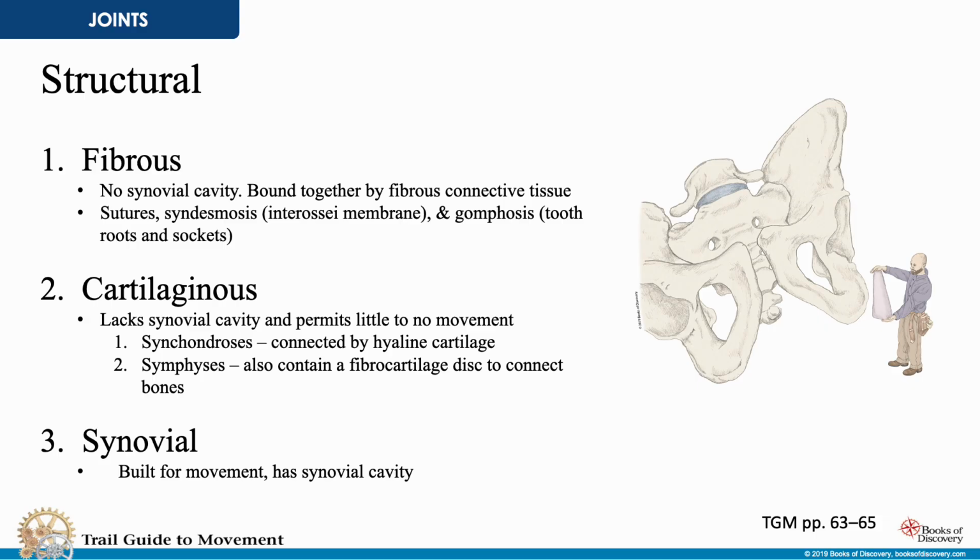Cartilaginous joints lack a synovial cavity and permit little to no movement. The C could stand for cushion, so they would have a C-shaped cushion in the middle. They are connected by hyaline cartilage and also contain a fibrocartilage disc to connect bones.